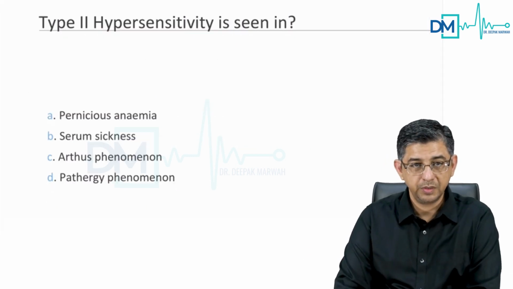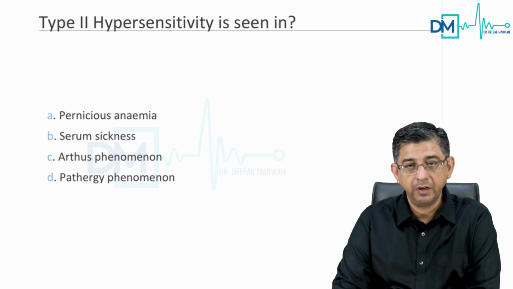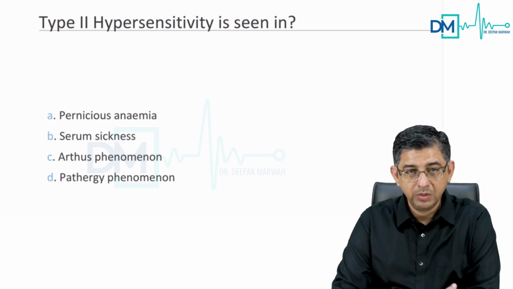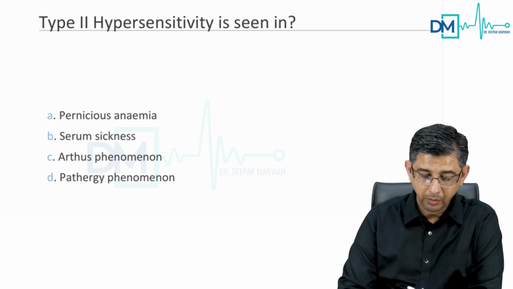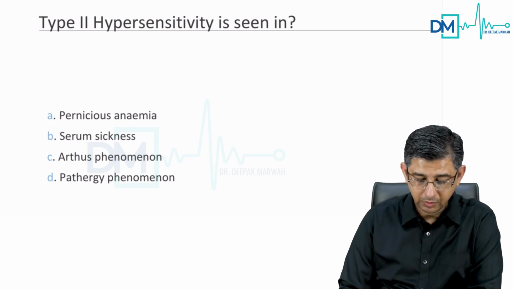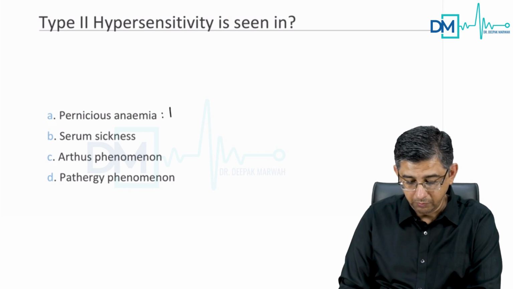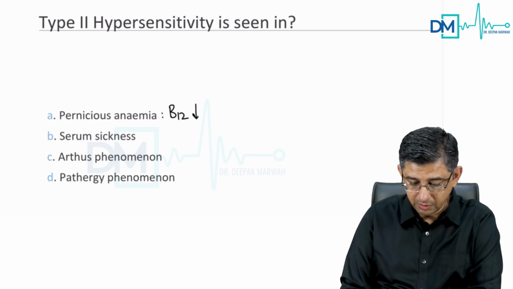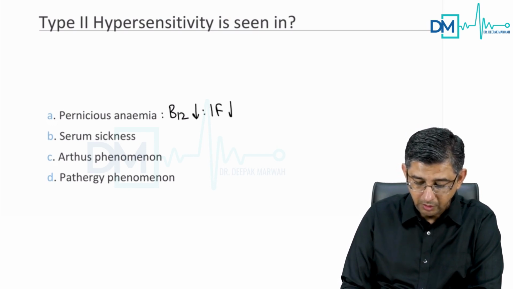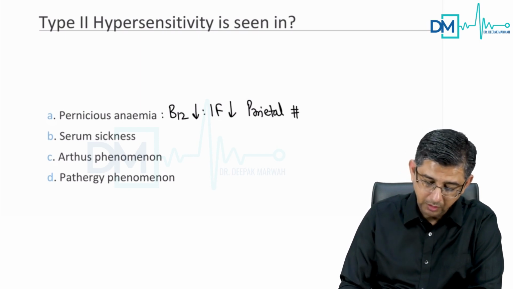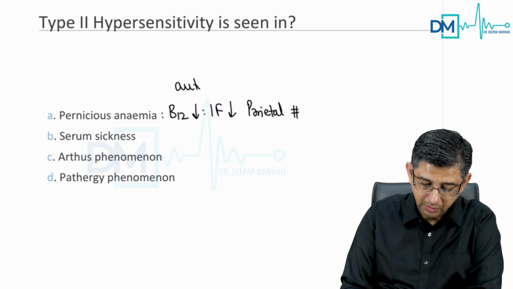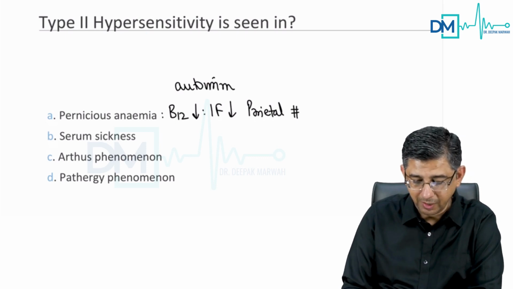Okay, coming to the next question, it says type 2 hypersensitivity is seen in. Well, guys, type 2 is an autoimmune reaction. So autoimmunity would be choice number A of this question, that is pernicious anemia. You know that pernicious anemia would be vitamin B12 deficiency due to deficiency of the intrinsic factor. Intrinsic factor is produced by the parietal cells, and parietal cells are destroyed in a condition called autoimmune gastritis, which is also called type A gastritis.